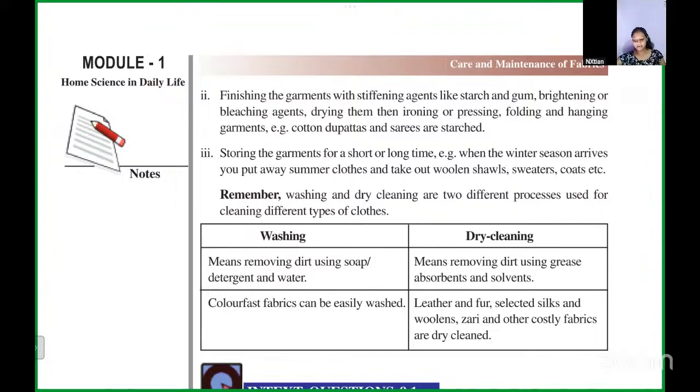Then storing the garments for a short or a long time. For example, when the winter season arrives, we put away summer clothes and take out woolen shawls, sweaters, coats, etc. When winter comes, we usually put away the summer clothes that are not required and we take out the winter clothes. Then when winter ends, we put away the winter clothes and take out the summer clothes. So storing clothes properly is also very important.